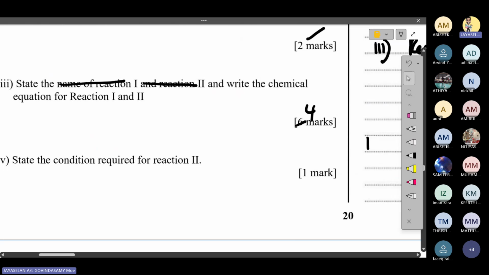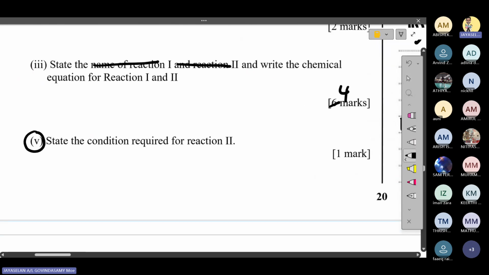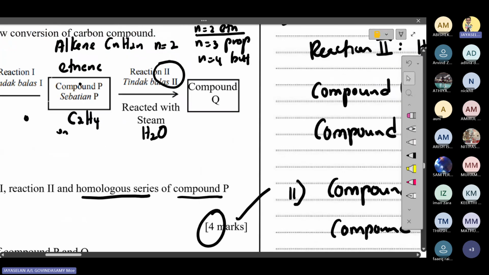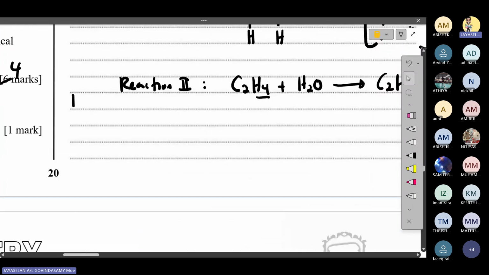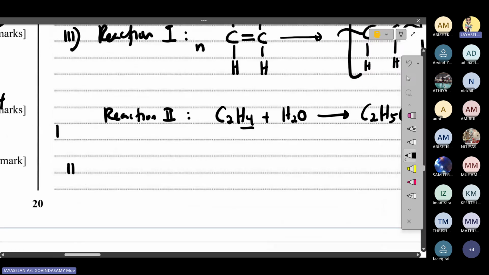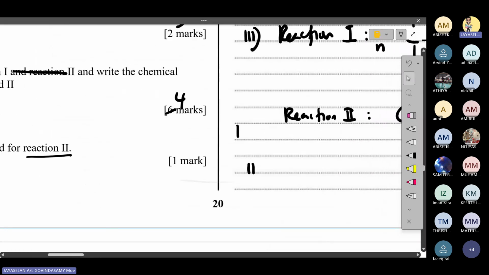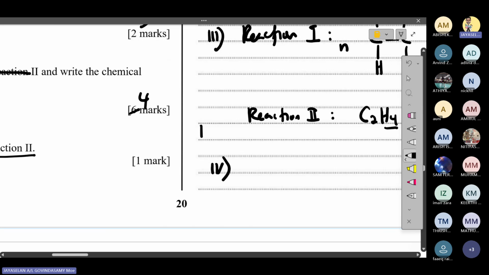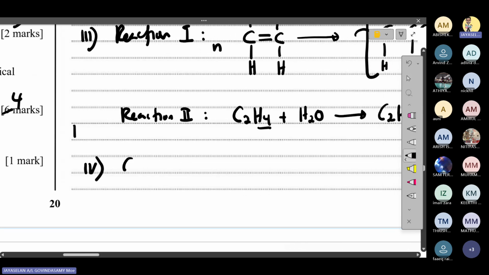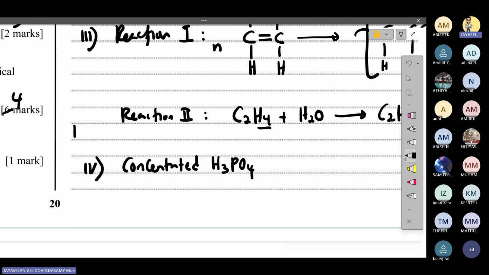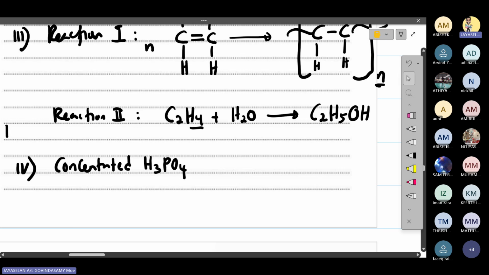Now I go for the last question. State the condition required for reaction number 2. Reaction number 2, where? Look here. This one, the condition they need. So I put question number 4. The condition required, straight away put: we need concentrated phosphoric acid. Temperature 300 degrees Celsius.